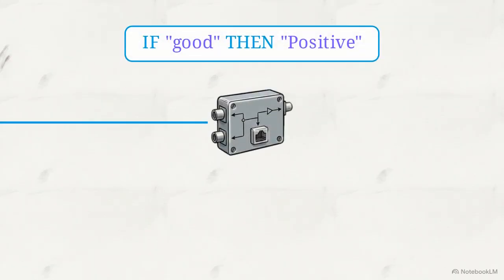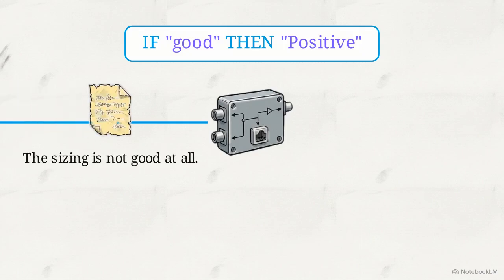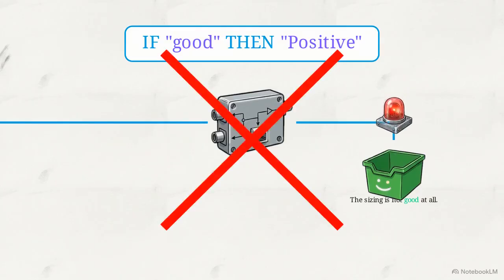This logic gate shows what happens when real, messy human language hits a rigid rule. A customer writes, the sizing is not good at all. The program sees the word good, follows its instruction blindly, and a genuinely angry complaint gets stamped positive.